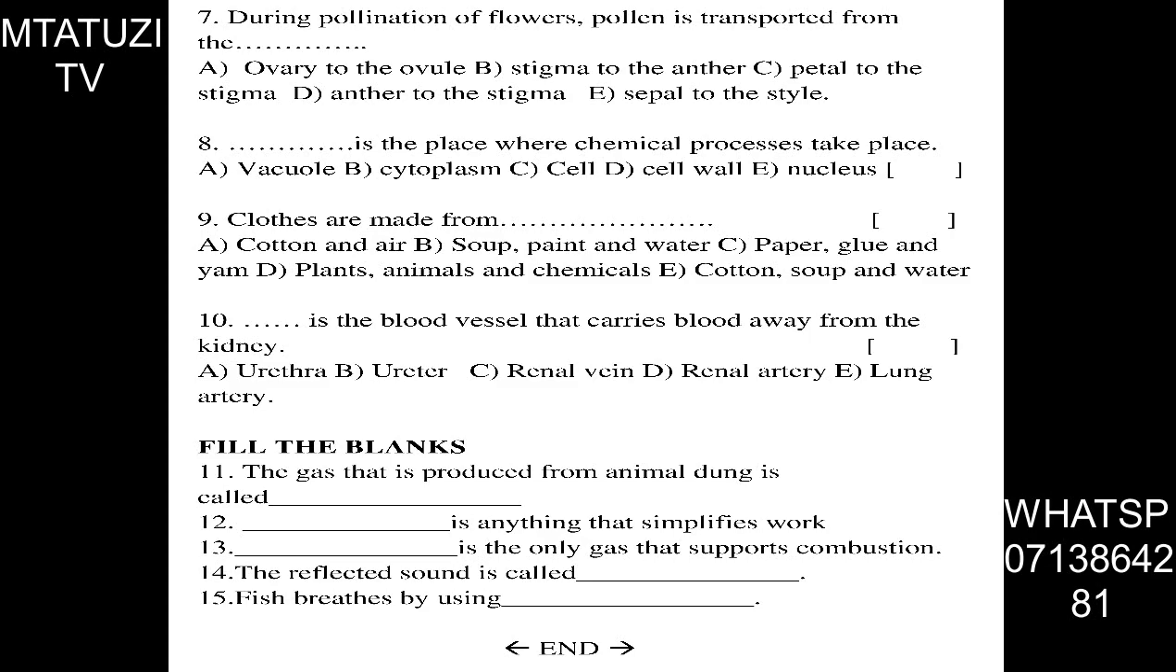Okay, let us go to question number 9. Question number 9 says that clothes are made from dash. A, cotton and air; B, soap, paint and water; C, paper, glue and yarn; D, paint, animals and chemicals; E, cotton, soap and water.